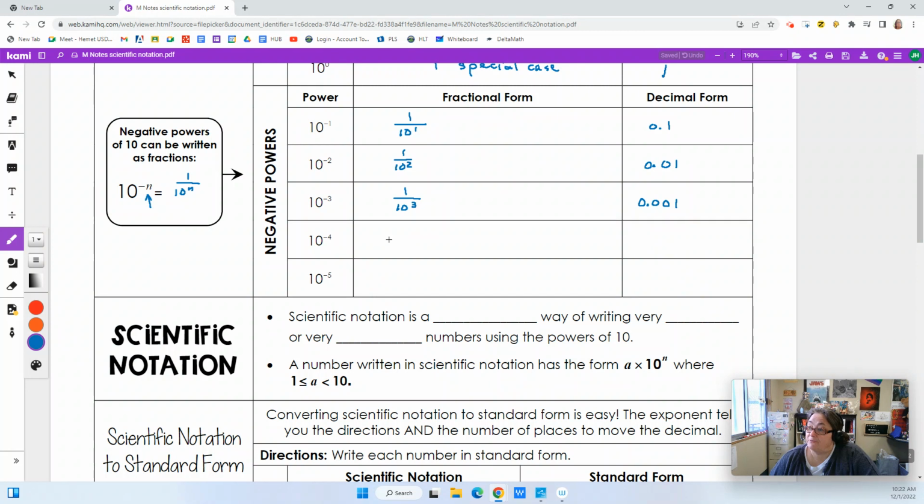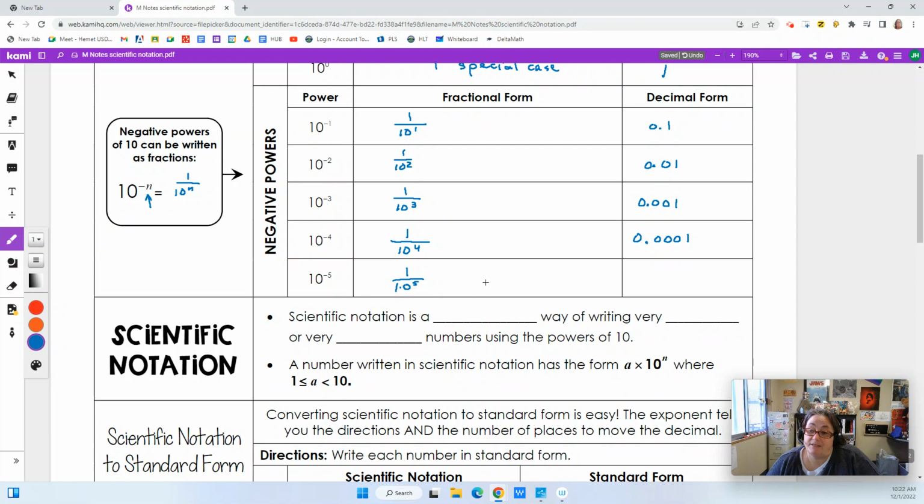If I have 10 to the 4th, I've got 1 over 10 to the 4th power, and I'm going to have 0.0001. 10 to the 5th, negative 5. Well, the top one is the 10th. Then this is the 100th, the 1,000th, the 10,000th, and now we are going into the 100,000th place. So 10 to the 5th.